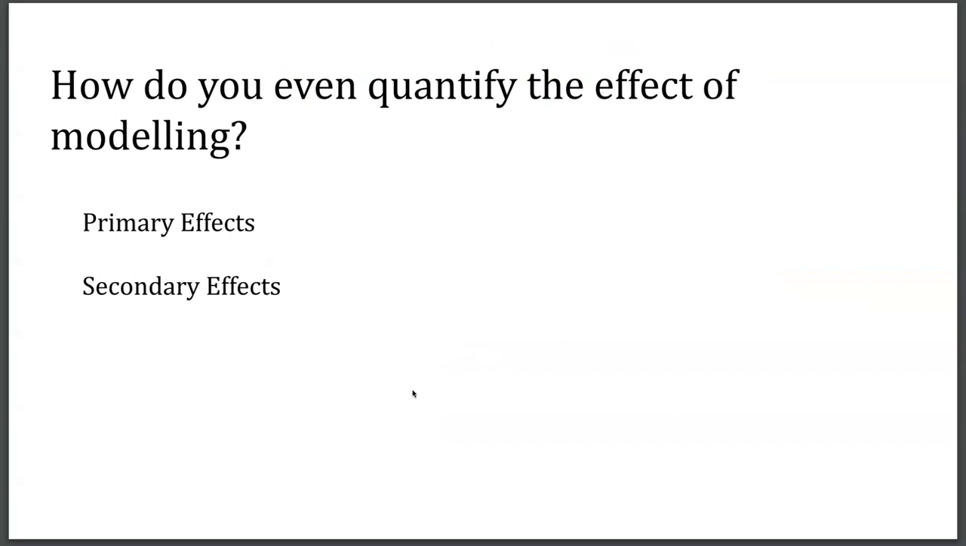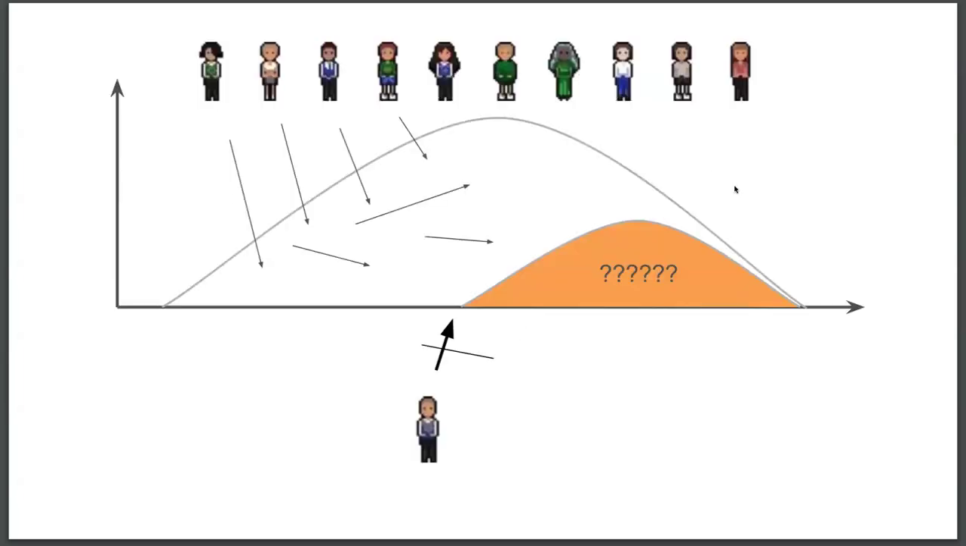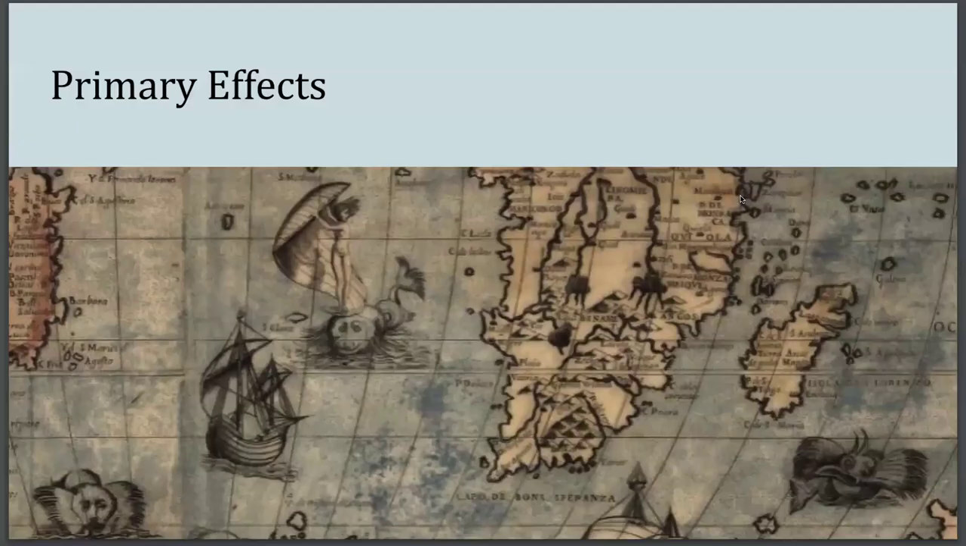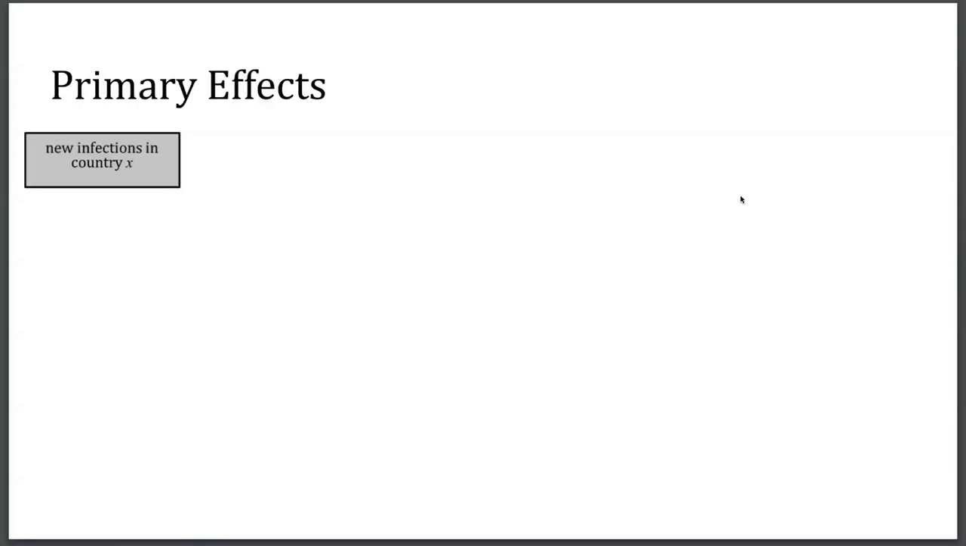First, we split all effects of mobility into primary and secondary effect. Primary effect means people move, and the number of new infections differs because you have open borders. Secondary effect tries to estimate more of these counterfactuals, like what would happen eventually in the long term and so on. So let's look at the primary effect first.